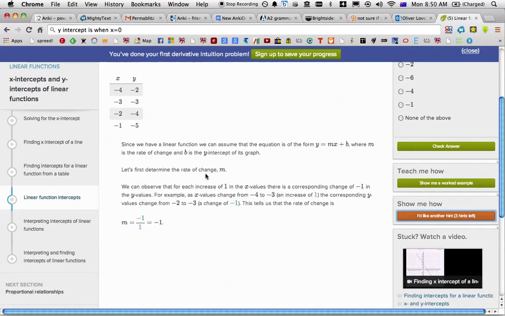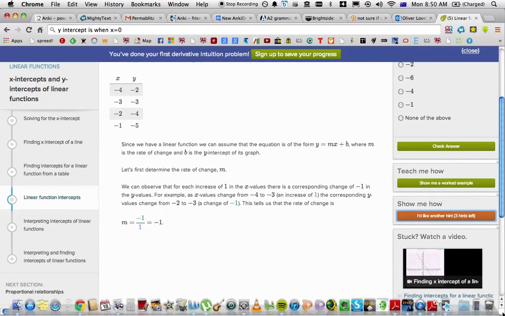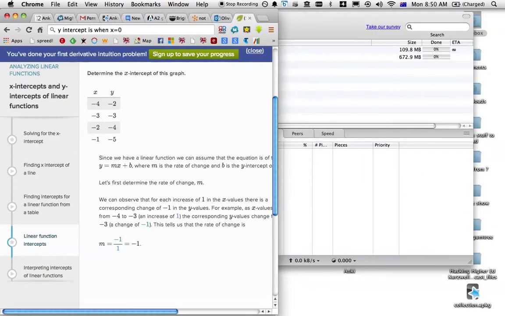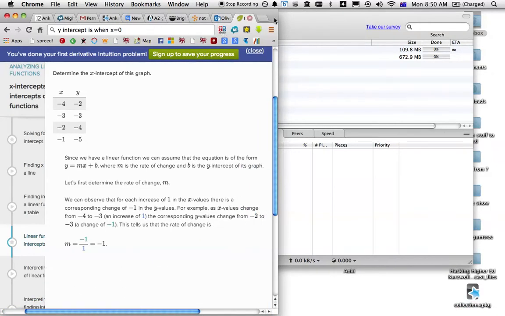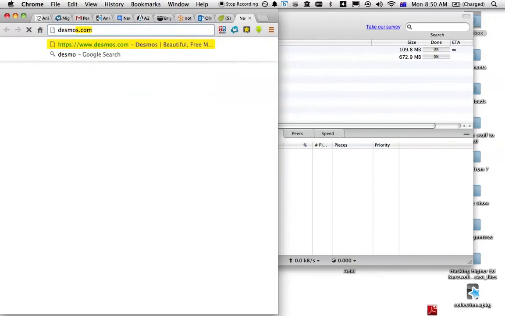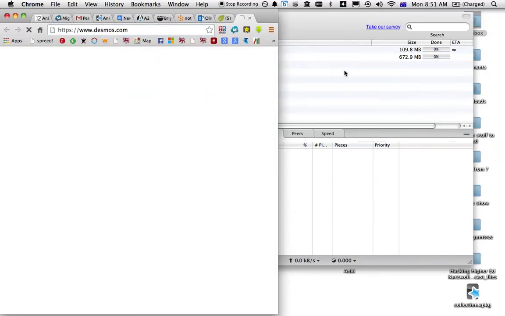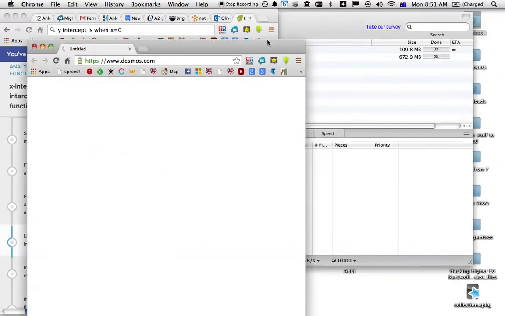What are we going to do? First, let's determine the rate of change, m. We can observe that for each increase of 1 in the x values, for example, if we go from -2 to -1, that's an increase of 1, there is a corresponding change of -1 in the y values. So we go from -2 to -1. That's a step of 1. Let's just do this. Let's get a graph going.